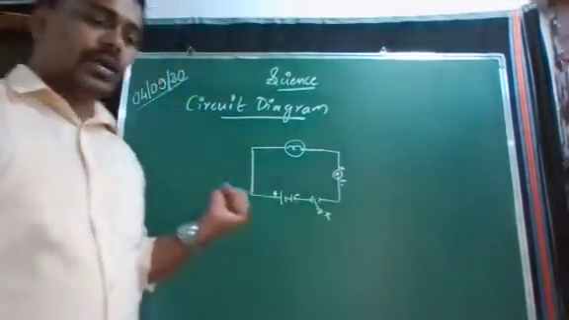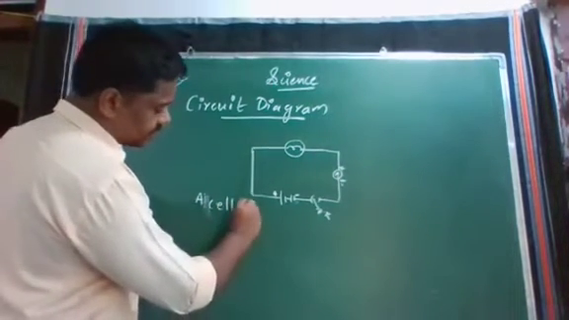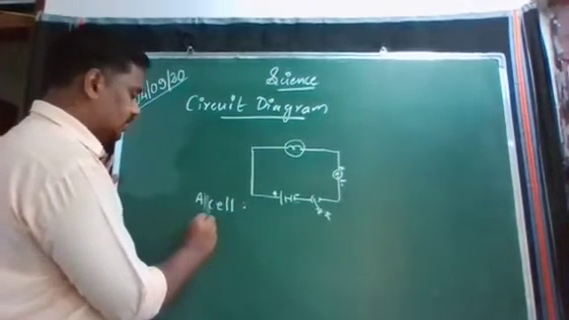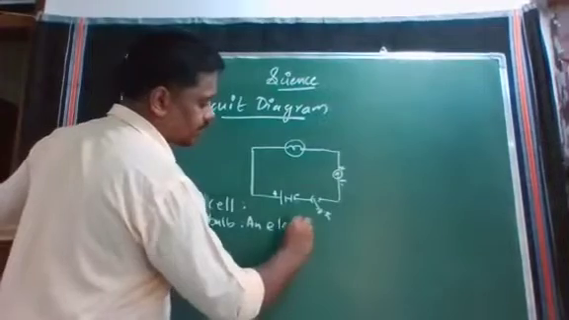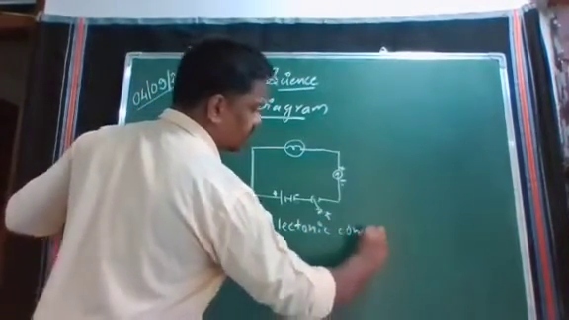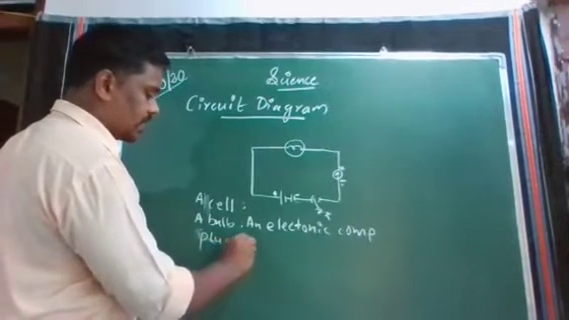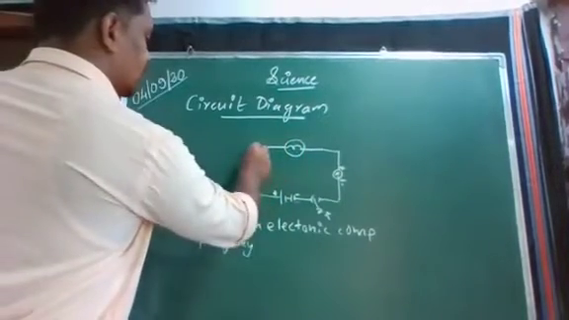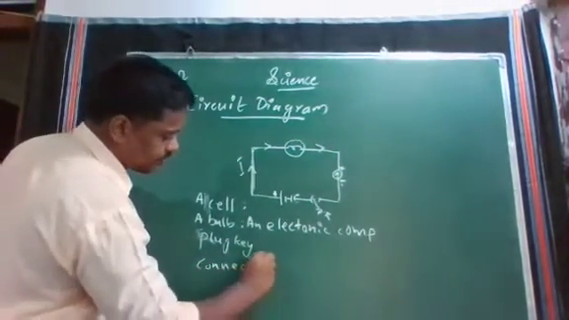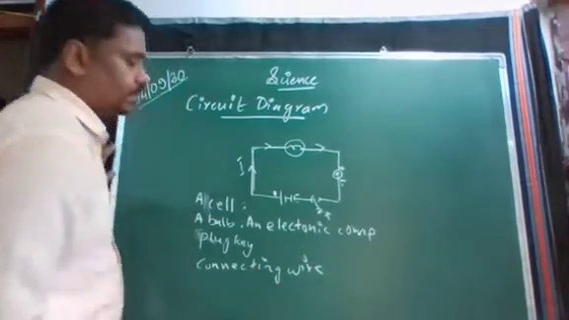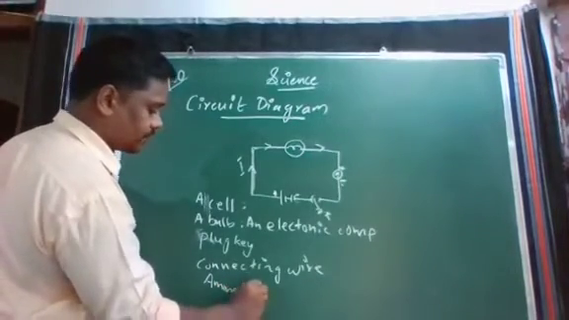Let us write here, that is a cell which gives the power or energy, and a bulb which is an electronic component, and a switch key or plug key. These are the connecting wires, through which the current I flows. Then, an ammeter for checking the current flow. It is connected in series.